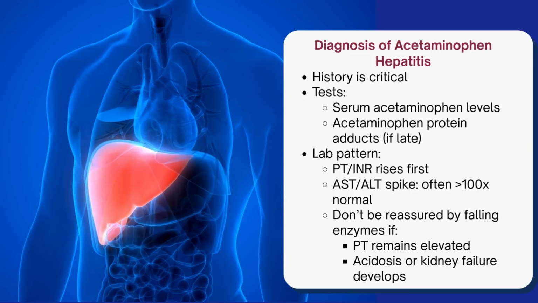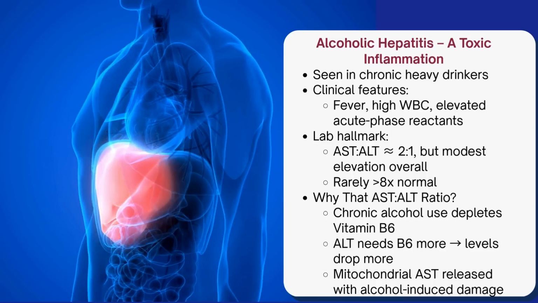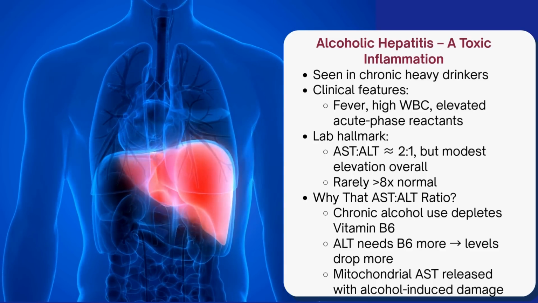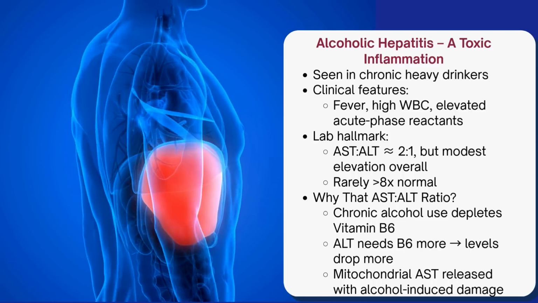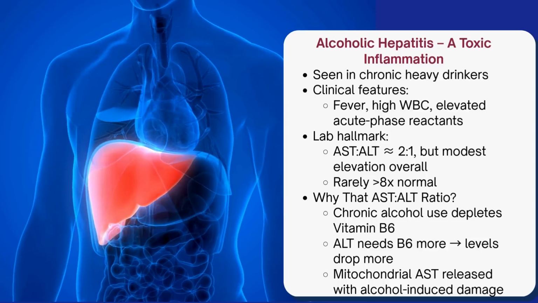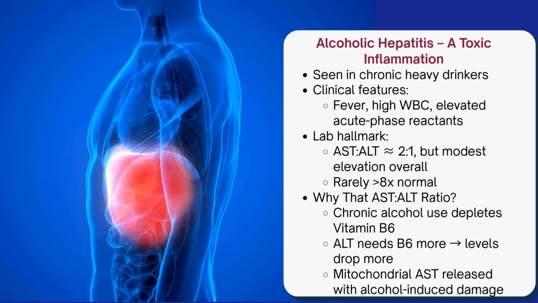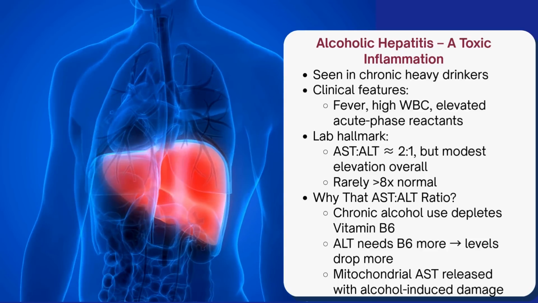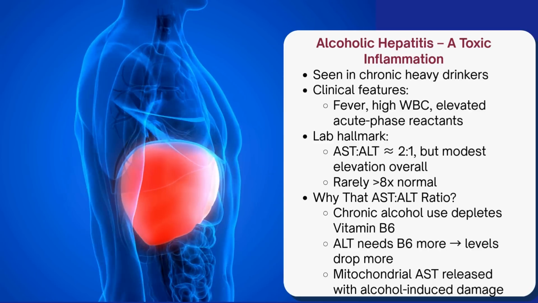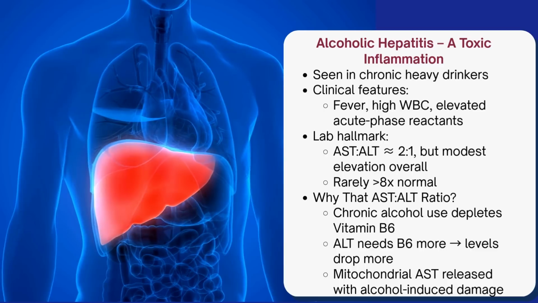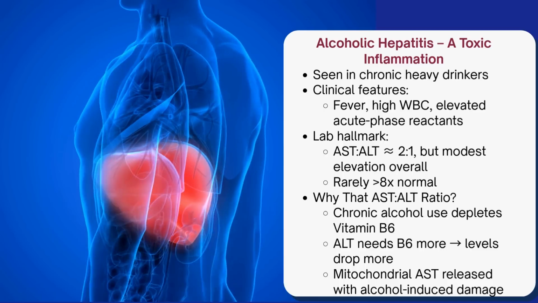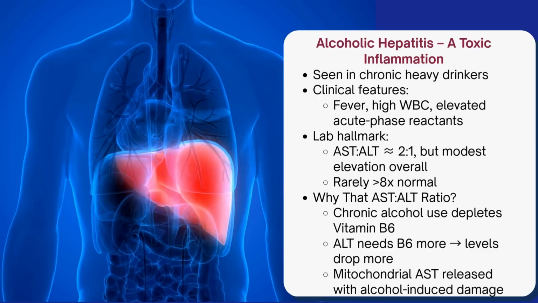Now let's talk alcoholic hepatitis, another toxic form, but with a twist. This is an acute inflammatory condition seen in chronic heavy drinkers. Patients might show up with fever, high white cell count, elevated acute phase reactants. But here's what sets it apart. The enzyme levels aren't that high. AST is usually about 2 times ALT, but the overall rise is modest, rarely more than 8 times normal.